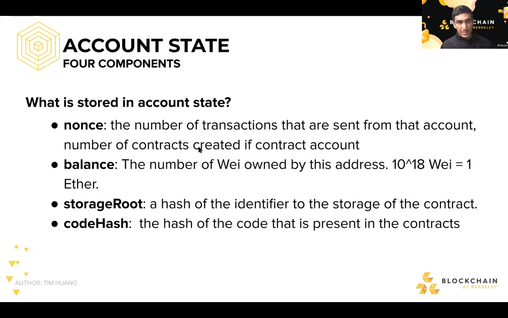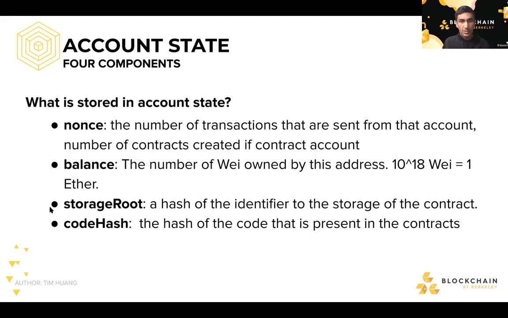There's also balance, which is the important part. It's the number of wei, which is ether. One ether is 10 to the 18 wei. That's one of the beauties of cryptocurrency, is that it's so divisible. You can't split up $1 into 10 to the 18th of $1. The max you can go is 1 cent. But in crypto, you can do this.